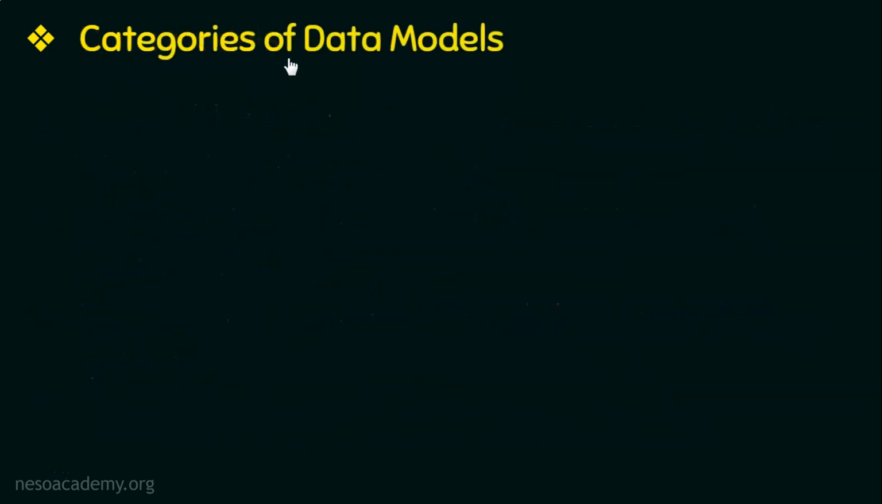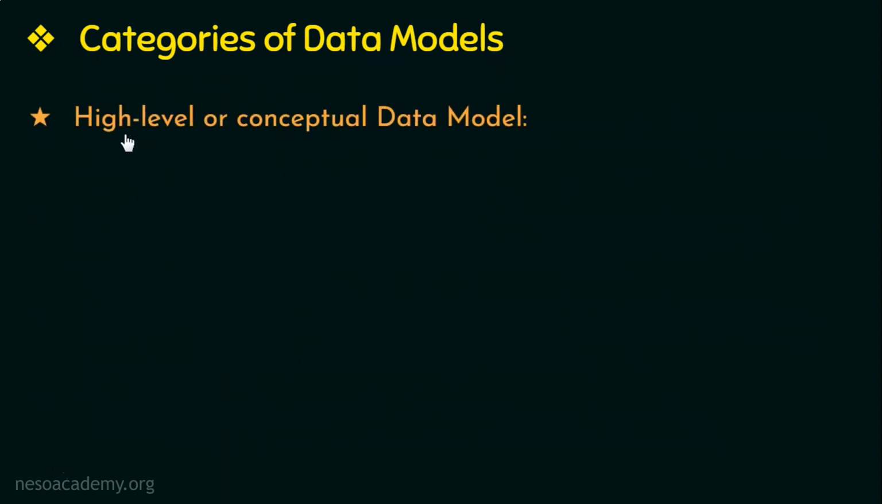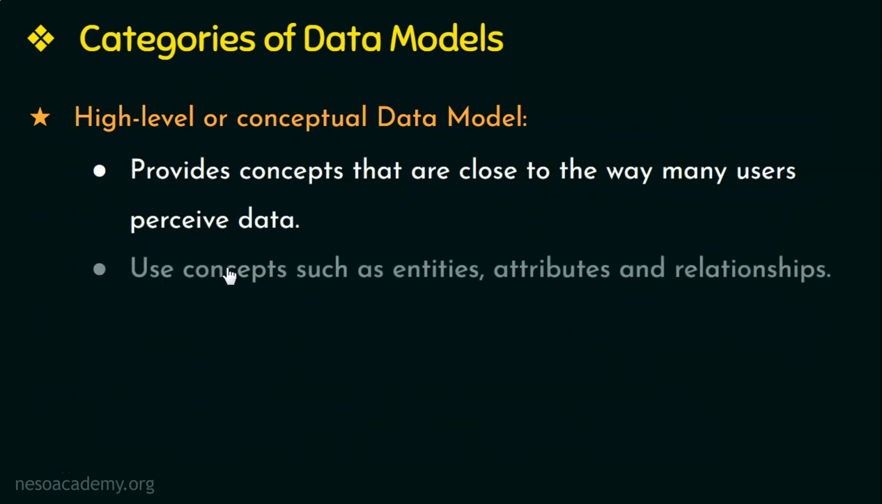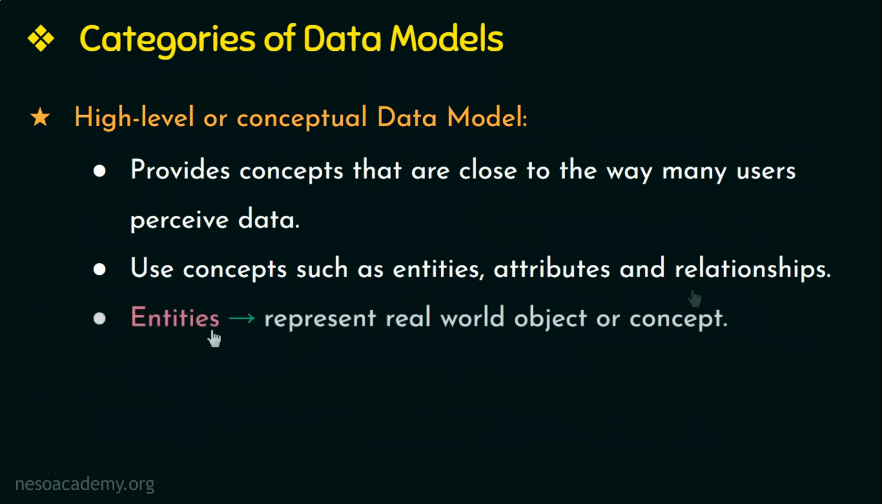Now we can categorize these data models based on the types of concepts they use to describe the structure of a database. The first category, the high-level or conceptual data model, provides concepts to present data in a way that is close to the way many users see or perceive data. The conceptual data model uses concepts such as entities, attributes, and relationships. Entities represent a real-world object or concept, like for example, employee, student, etc. These are all entities as they represent real-world objects.